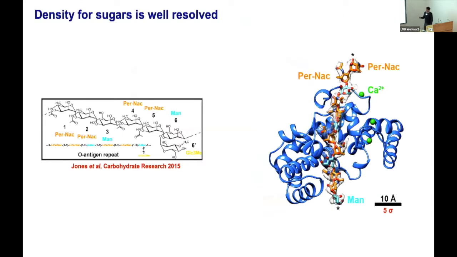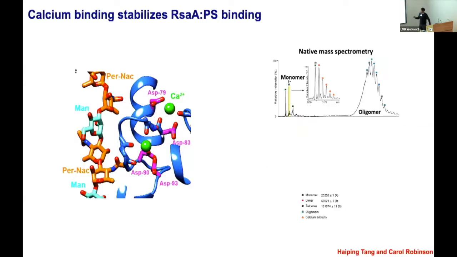So the chemical structure of the O-antigen was known previously, and it had a main chain composed of perosamine mannose with these 3-methyl glucose moieties at every 6th position. So the main chain of the O-antigen was resolved extremely well in our cryo-EM density. And binding of the protein to the LPS O-antigen appeared to be calcium dependent.